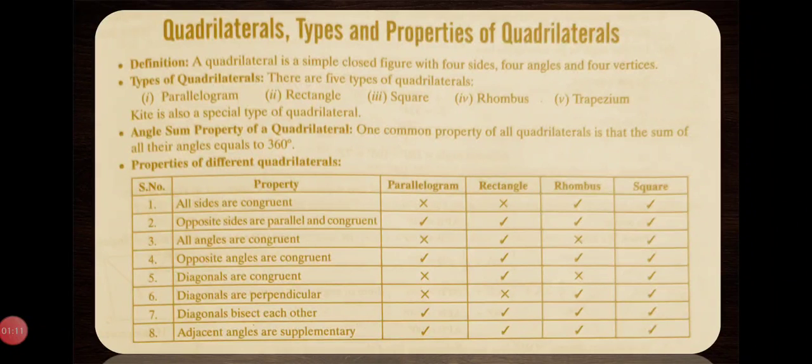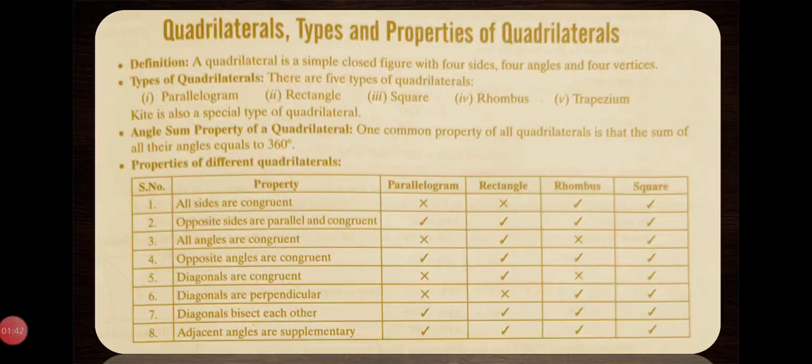Now, the angle sum property of a quadrilateral. One common property of all quadrilaterals is that the sum of all their angles equals 360 degrees. This means whether the quadrilateral is general or special, all quadrilaterals have this common property: when we add all the angles of any given quadrilateral, it is equal to 360 degrees.